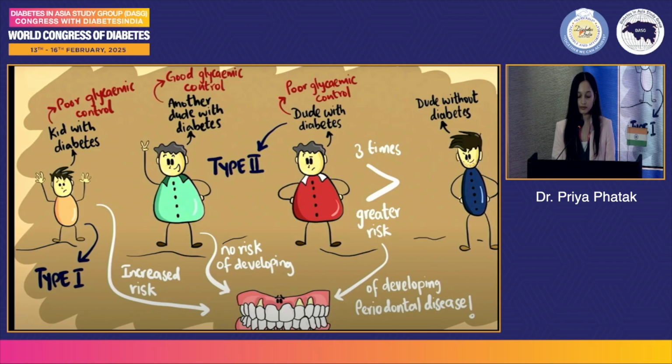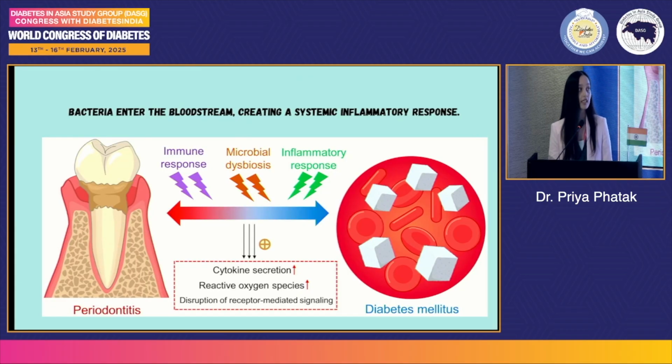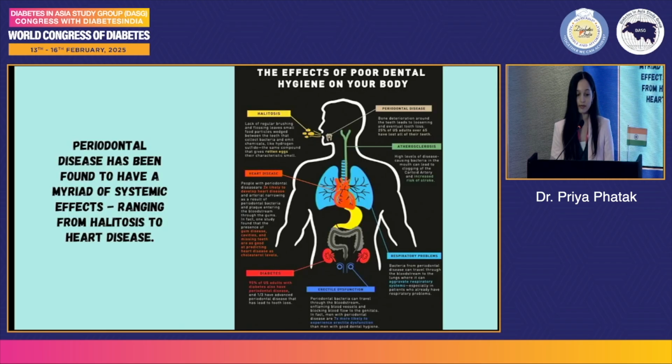So, I would just like to begin by saying that periodontal disease does not just affect your teeth or your gums. It has systemic complications involved too. In fact, periodontitis is considered to be the sixth complication of diabetes. And the bacteria that cause periodontitis don't stay restricted to your gums. They enter the bloodstream and create a systemic inflammatory response. This inflammatory response can increase insulin resistance and hence hamper diabetes control in our patients.